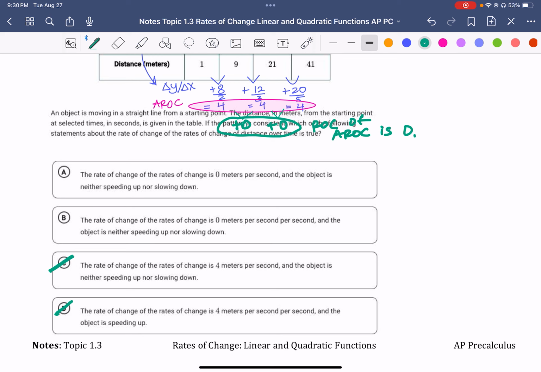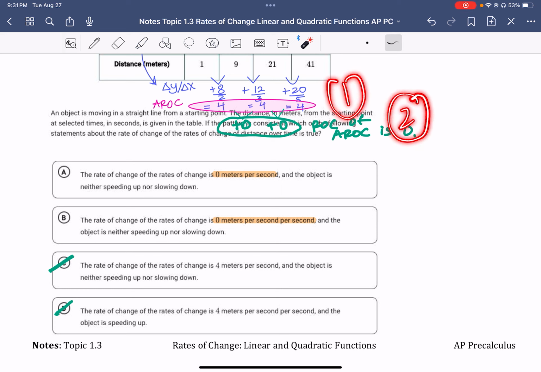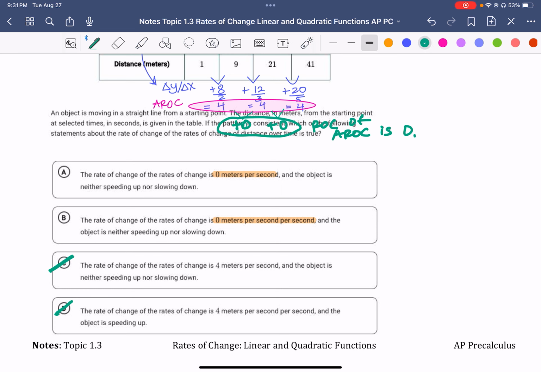Now, if you read very, very carefully, you'll notice that the only difference is that this one says 0 meters per second and this one says 0 meters per second per second. Now, since we had to find the change 2 times, we did it once here and a second time here. That means that the units are going to kind of duplicate, so it'll be double. So the rate of change of the rate of change is 0 meters per second per second. So the correct answer is B as in boy.